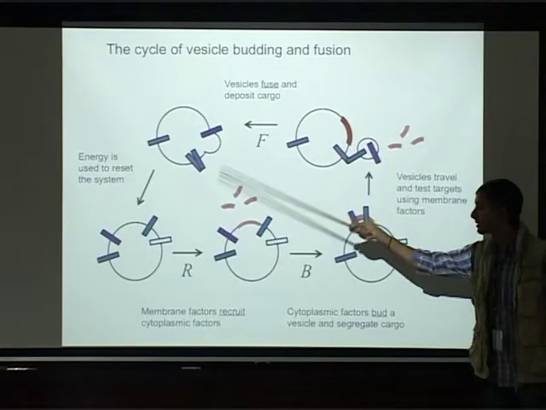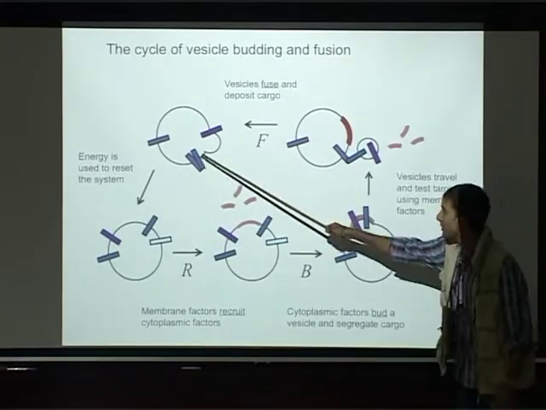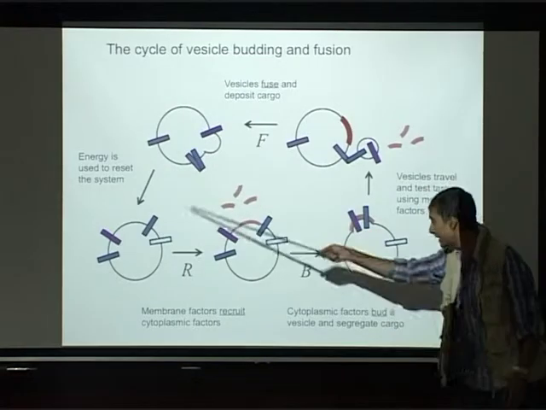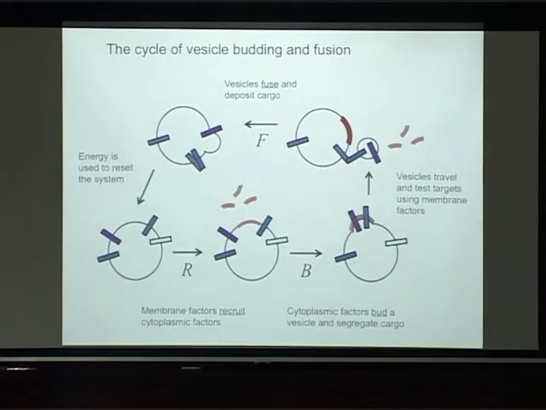This turns out to be an energy-consuming process. You need to actually use ATP to reset the system, because these two things turn out to be stuck together. But anyway, this is the entire cycle of vesicle budding: recruitment, budding, and fusion.